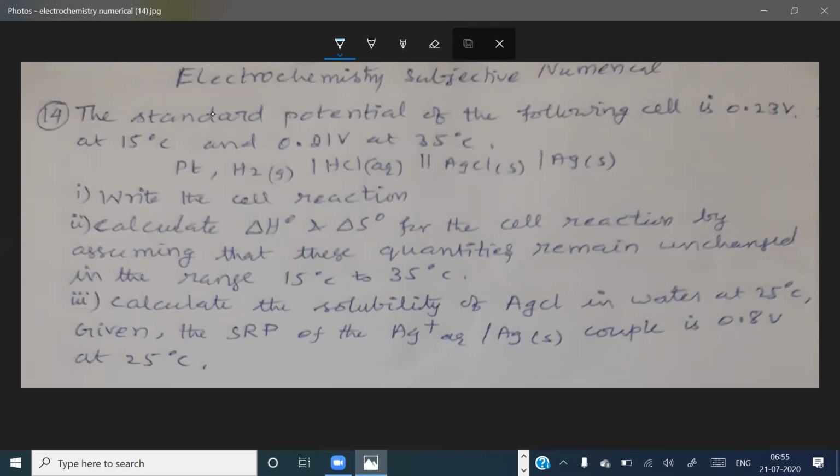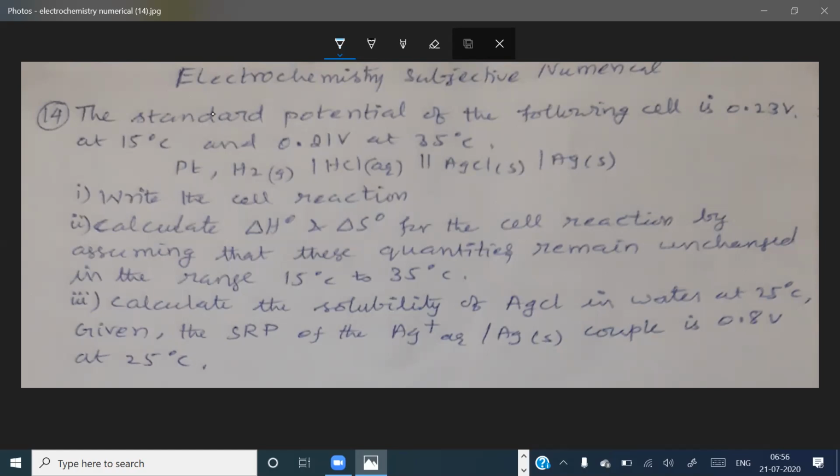Third subdivision, we have to find the solubility of AgCl. For the solubility of AgCl, what is the given data? The SRP of the Ag plus bar Ag couple is given as 0.8 volt. The temperature is given as 25 degrees Celsius. So first, we'll see the cell reaction.